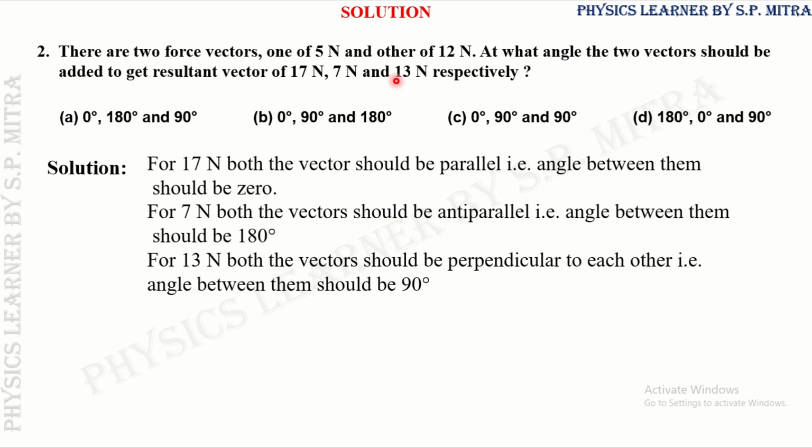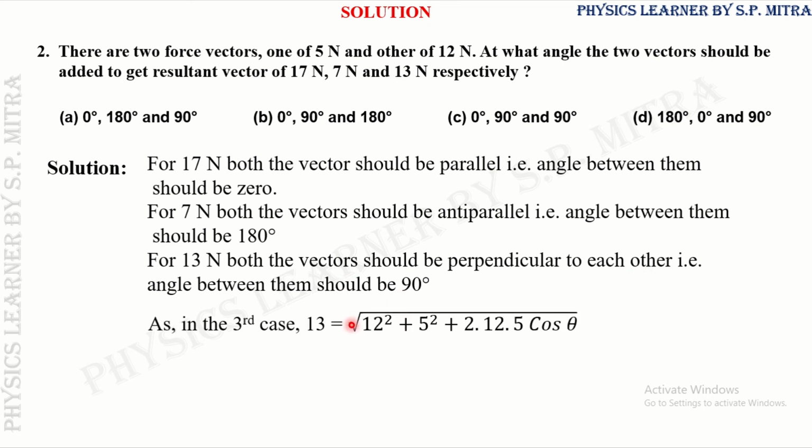In the next case, the resultant vector is 13 Newton. That implies that both the vectors should be perpendicular to each other, that is, the angle between them should be 90 degree. Let me explain how. As in the third case the resultant is 13 Newton, simply by applying parallelogram law, we can write that 13 is equal to under root 12 square plus 5 square plus 2 into 12 into 5 into cos theta, from which you have to determine the angle theta. After solving this equation, we will get cos theta is equal to 0. That implies theta is equal to 90 degree.